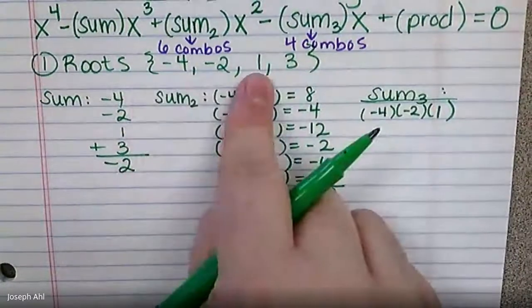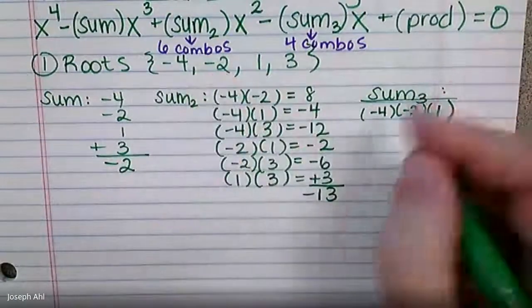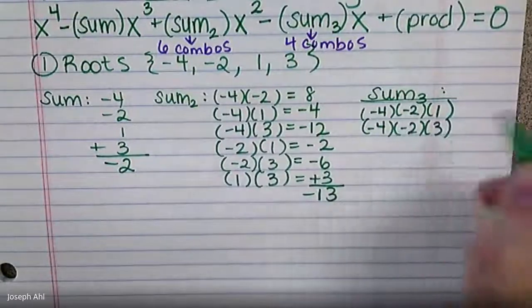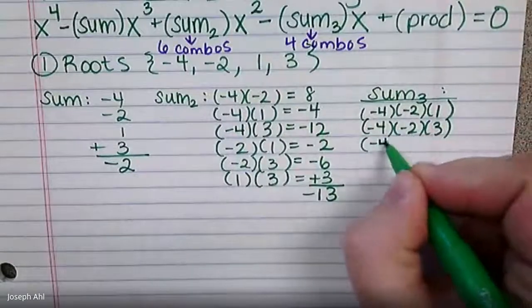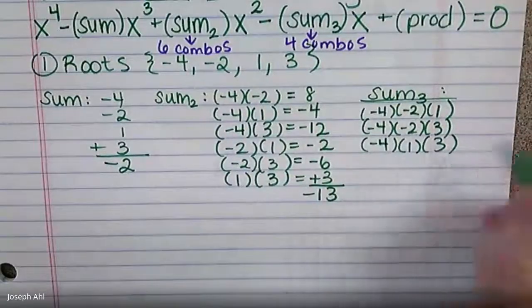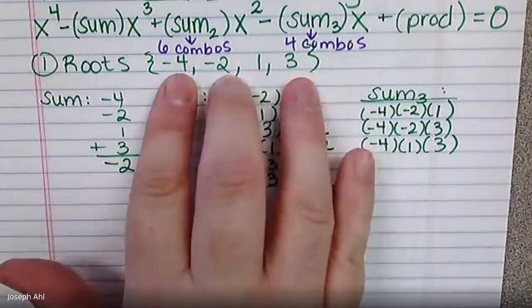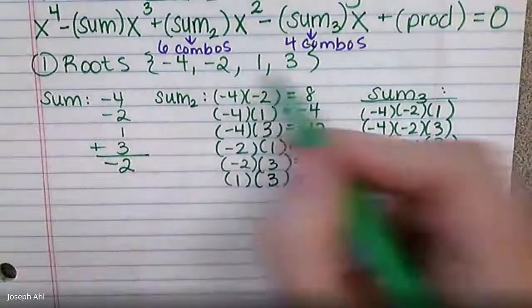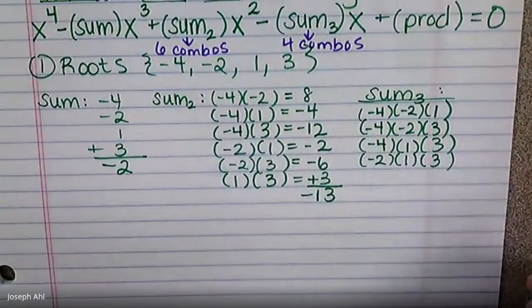I can do the first 3. I could do the first, second, and fourth, -4, -2, and 3. I could do the first, third, and fourth roots. I could do -4, 1, and 3. All right, so I did these 3, I did these 3, and then I did these 3. The last combination is the last 3 roots of -2, 1, and 3.